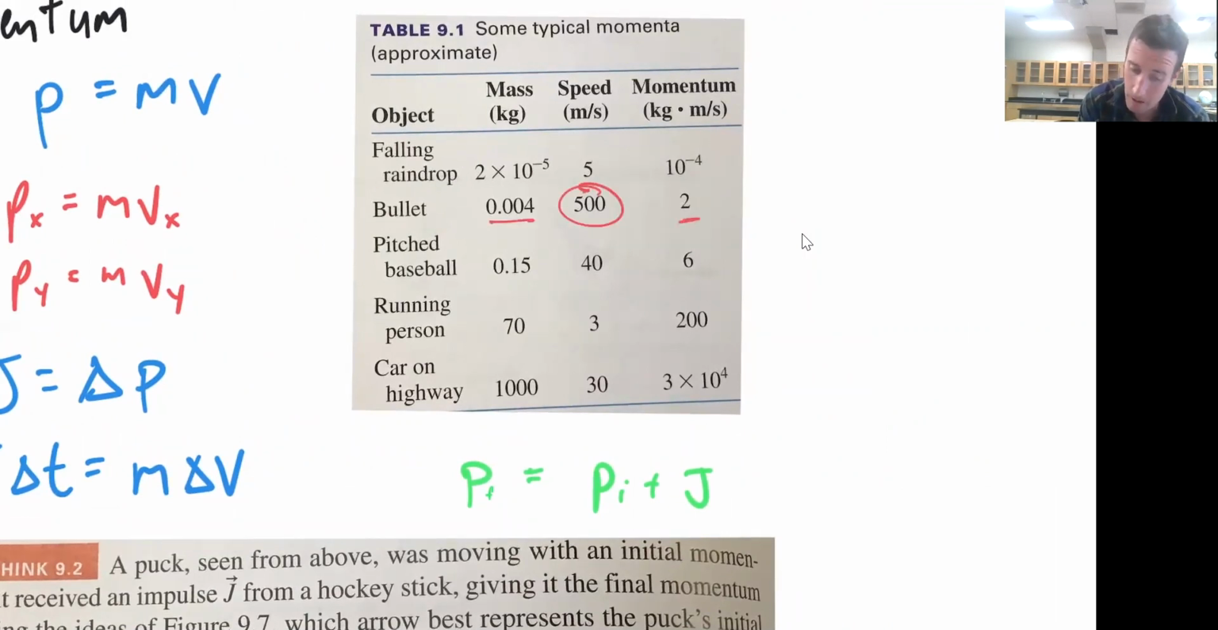A pitched baseball has less speed, but a little bit more mass, so a little bit bigger momentum. A running person has much bigger mass, even though it's going slower. So that's 200 kilogram meters per second. And then a car on a highway has a lot of mass, going pretty fast, so lots and lots of momentum, right? The mass matters and the speed matters. Even though the bullet is the fastest thing, it's a really, really small mass thing, so not very much momentum.